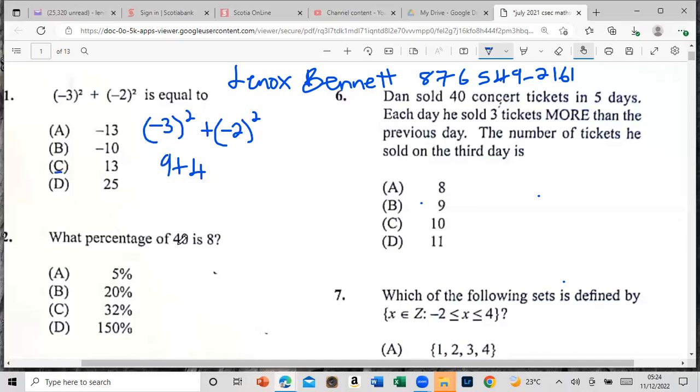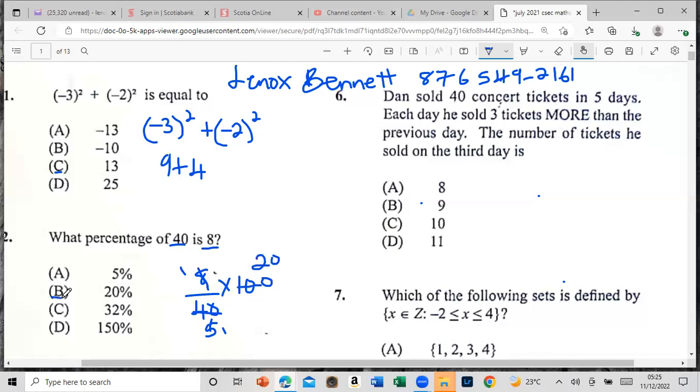What percentage of 40 is 8? So it's 8 over 40 times 100. Put into that 5, and then you cancel 5 into itself 1, and 5 into this 20. That would be 20%.